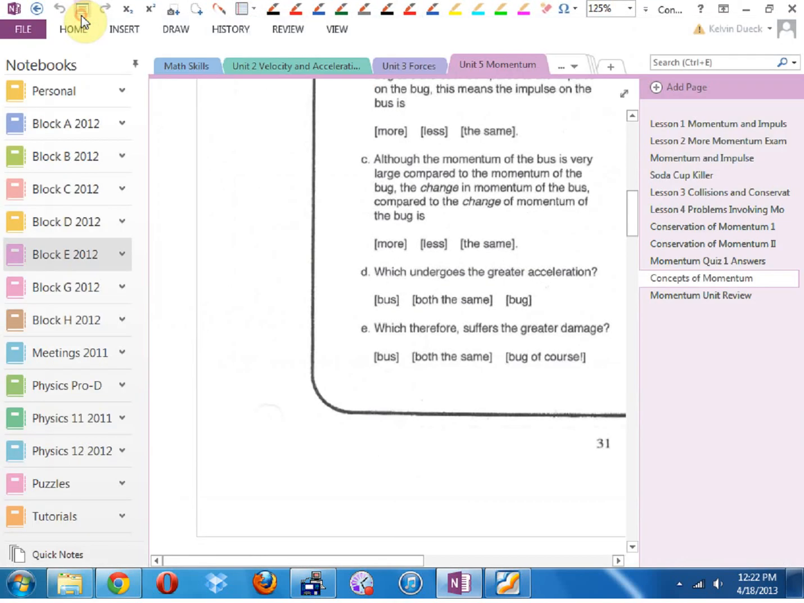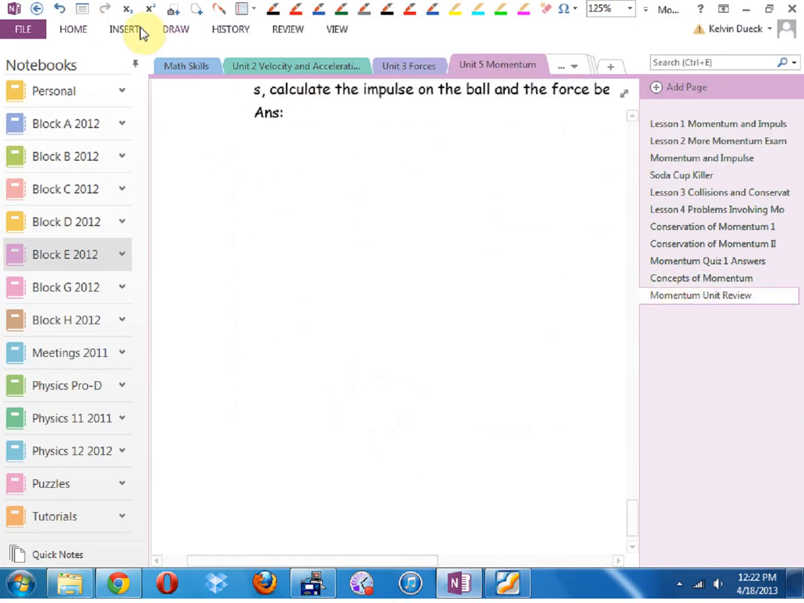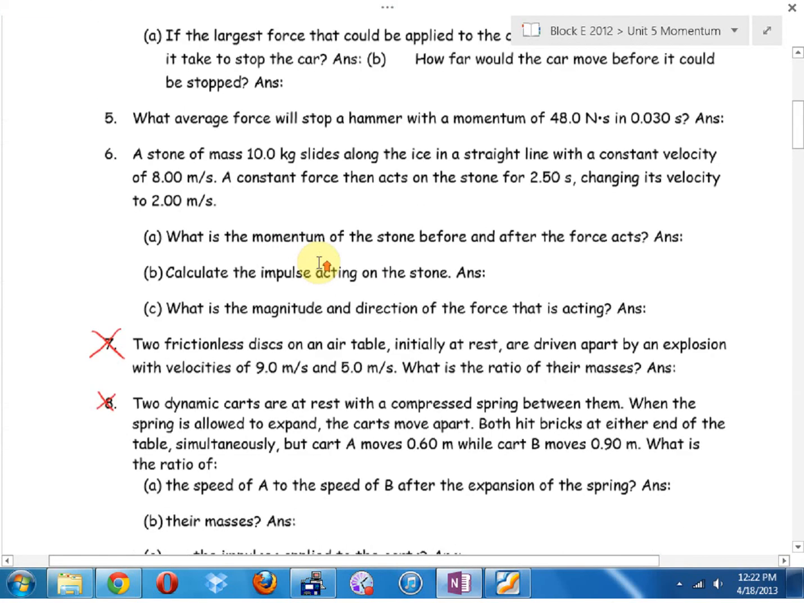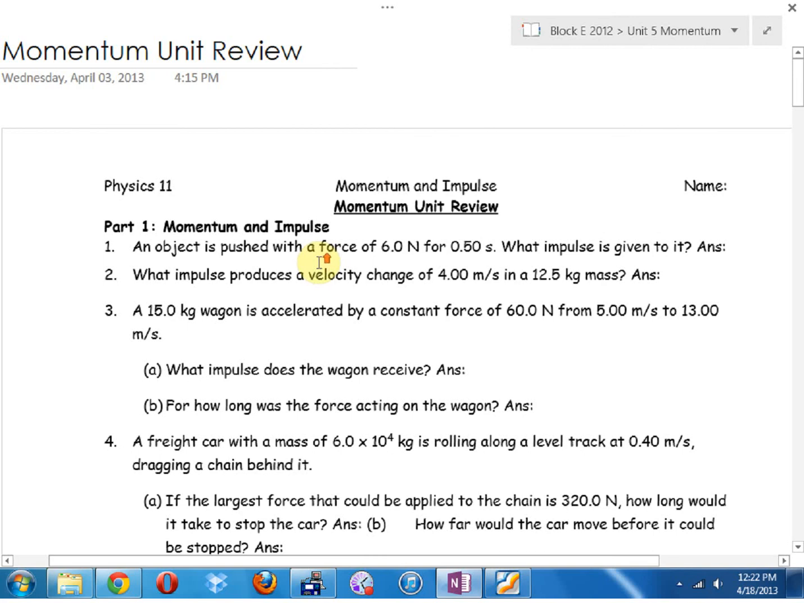Then there's the, hey, let's actually apply this, what I call the momentum unit review. I did not attach the answers. What I do have is I've photocopied answer keys. I had 7 of them, and I only got 2 back. I'll have a couple more here. I've also put them online, but I did nuke certain questions.